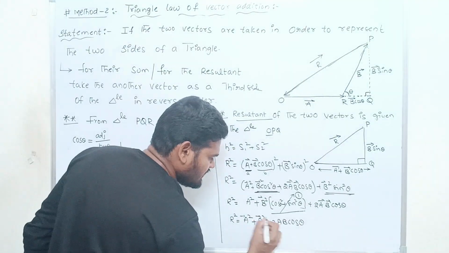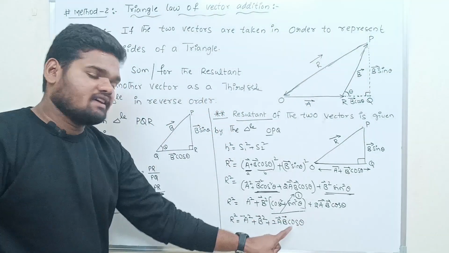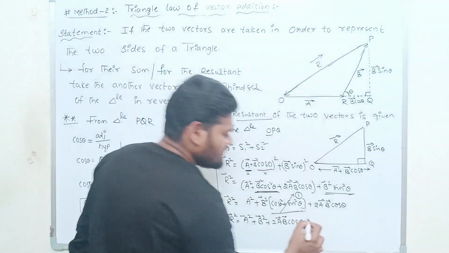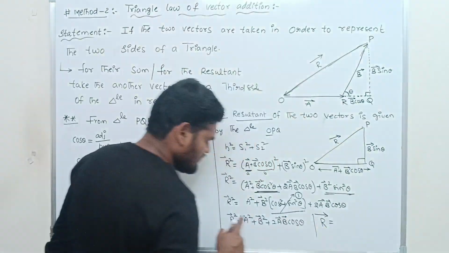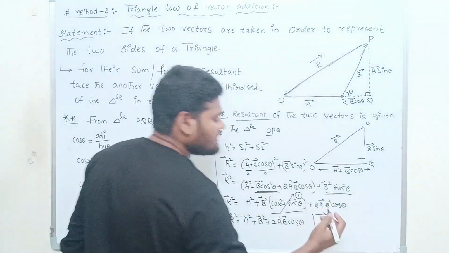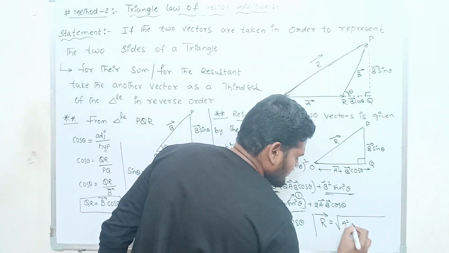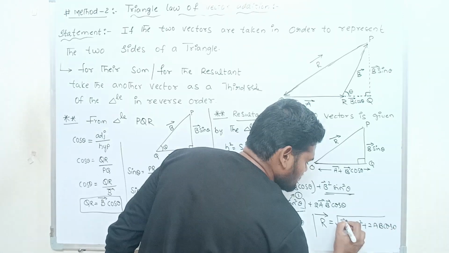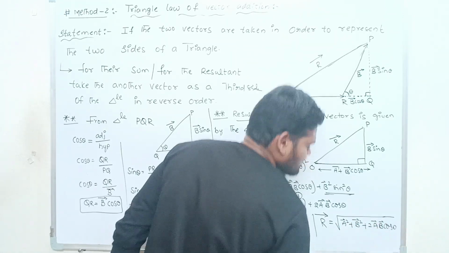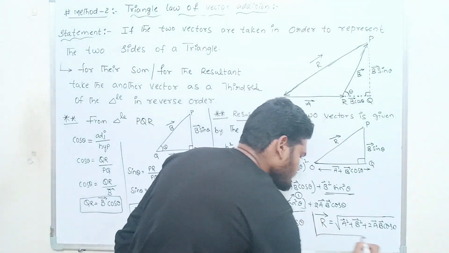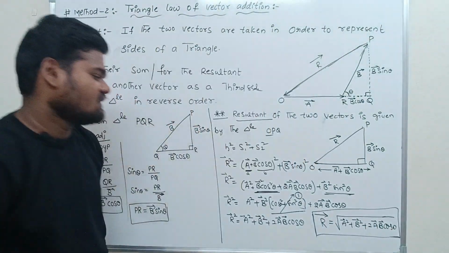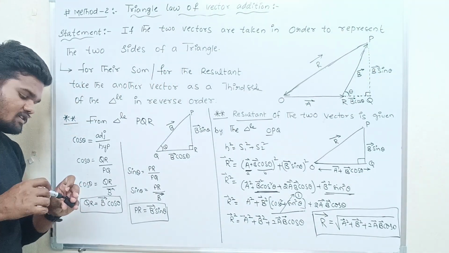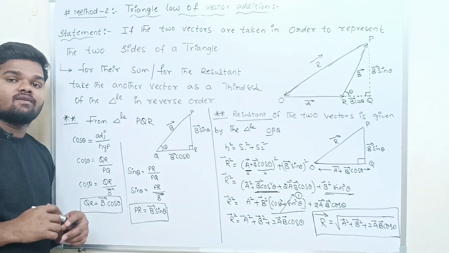It's a vector quantity. We have to represent a vector quantity with an arrow symbol. So from this, finally, the resultant vector R bar is equal to, if the square goes to that side, it becomes root over A square plus B square plus 2AB cos theta. So this is the resultant of the given two vectors. Are you understood? Any problem? Okay, very good.